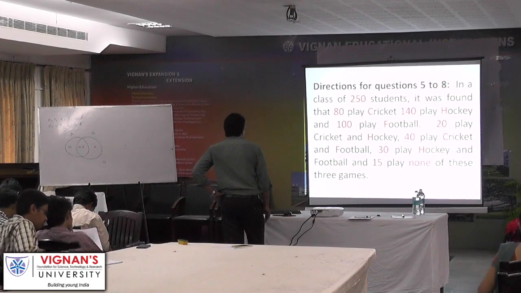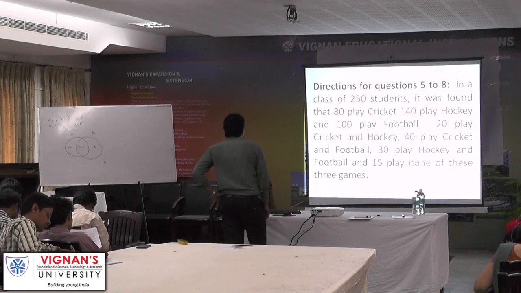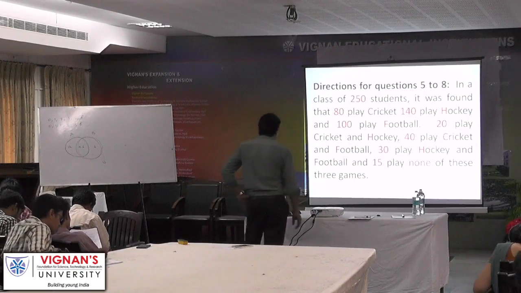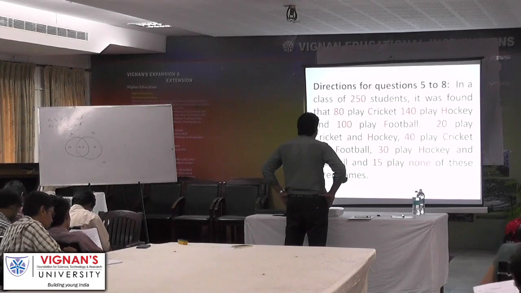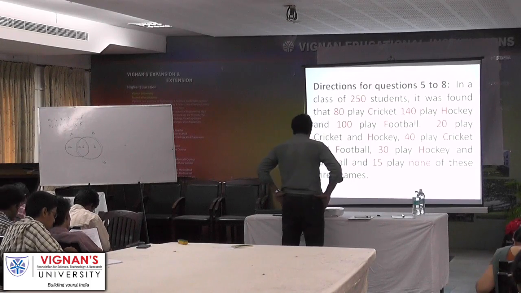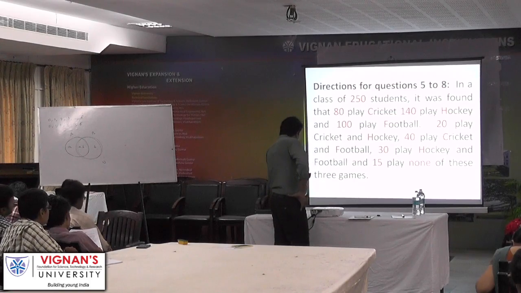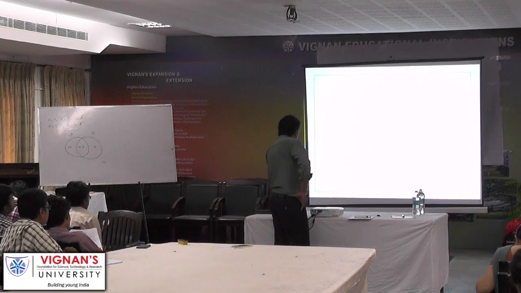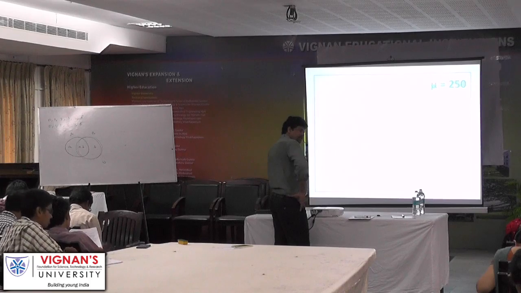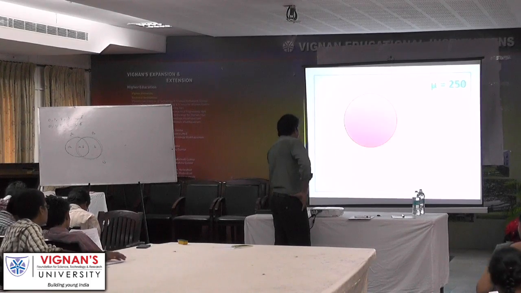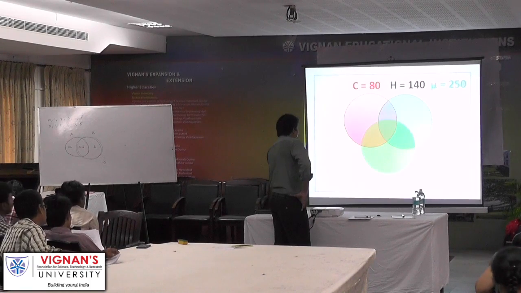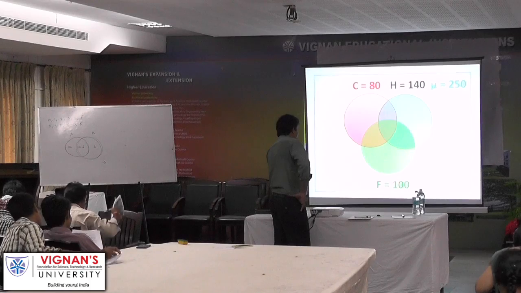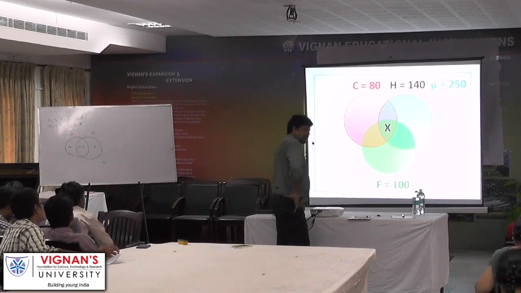In a class of 250 students, it was found that 80 play cricket, 140 play hockey and 100 play football. 20 play cricket and hockey, 40 play cricket and football, 30 play hockey and football and 15 play none of these 3 games. Total is 250. How many games are there? Cricket, hockey, football.